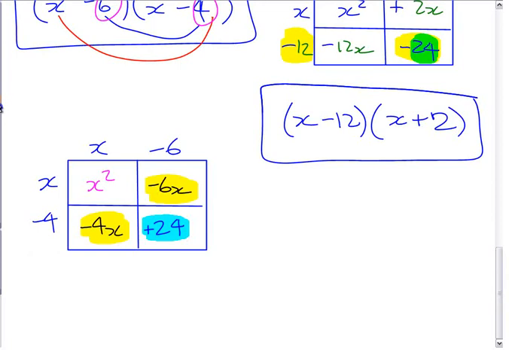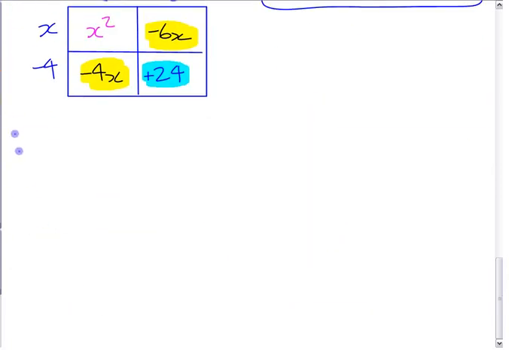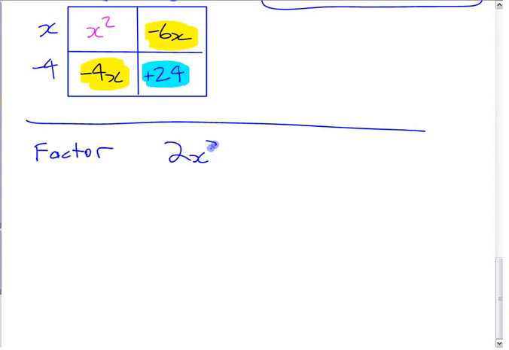Last thing that becomes difficult is when the first number is not 1. This is what you had trouble with the algebra tiles, I think. For example, if you have to factor something like 2x squared plus 3x minus 5, let's think about how you might factor that.